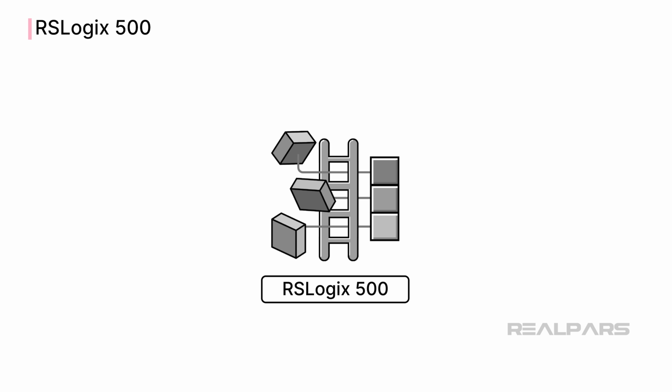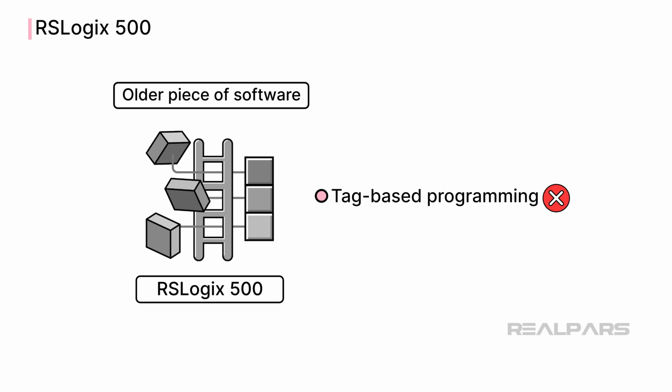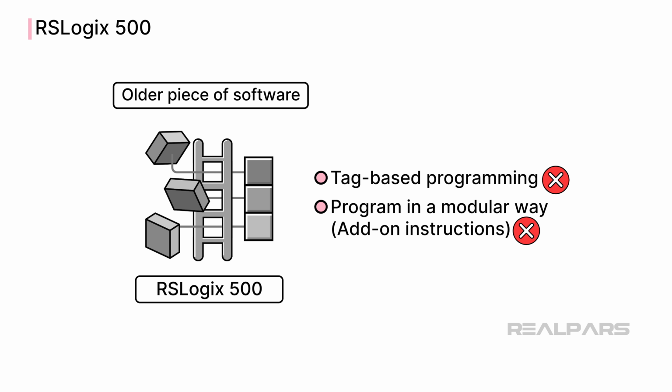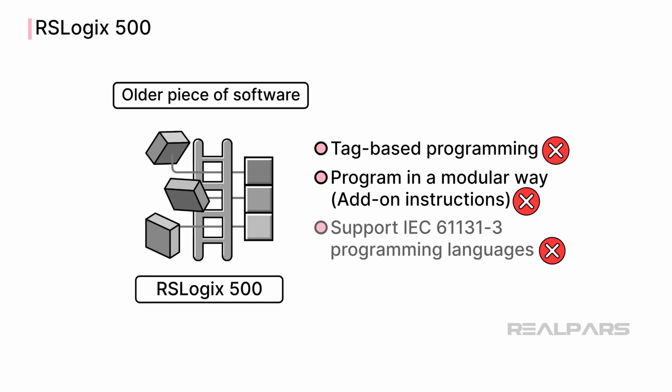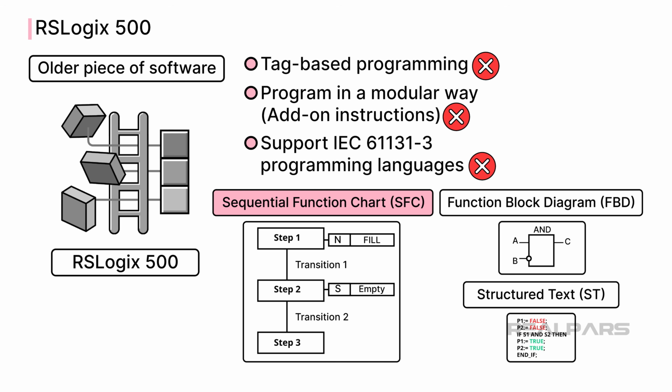Since RSLogix 500 is an older piece of software, it does not have many modern features, like tag-based programming, the ability to program in a modular way using add-on instructions, or support for other IEC 61131-3 programming languages, like Sequential Function Chart, Function Block Diagram, and Structured Text.